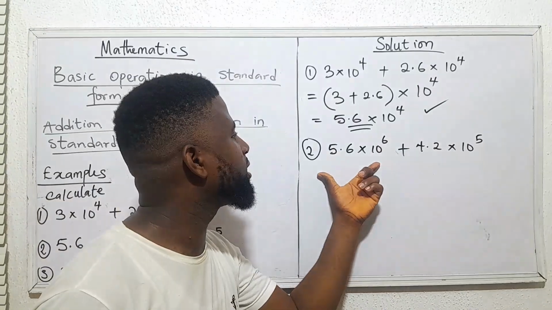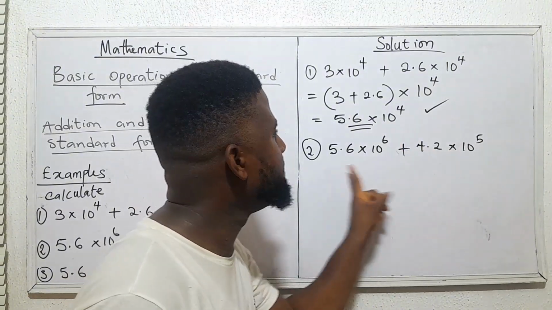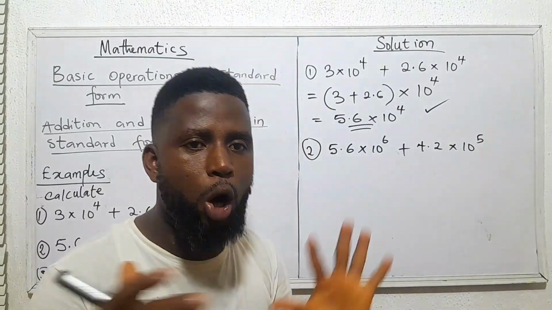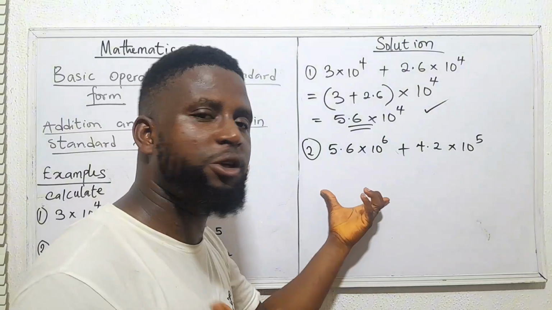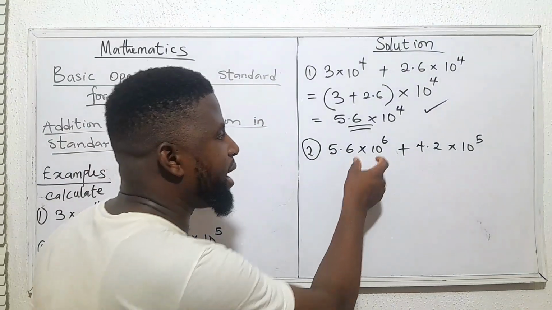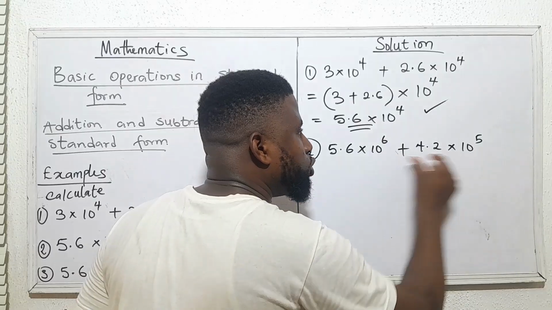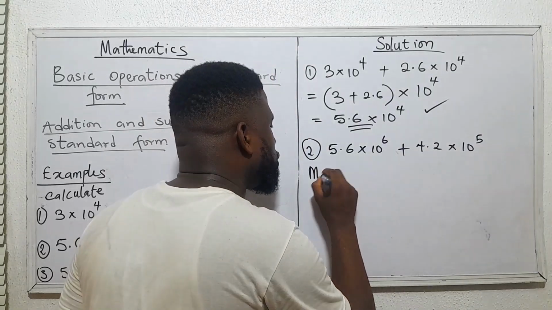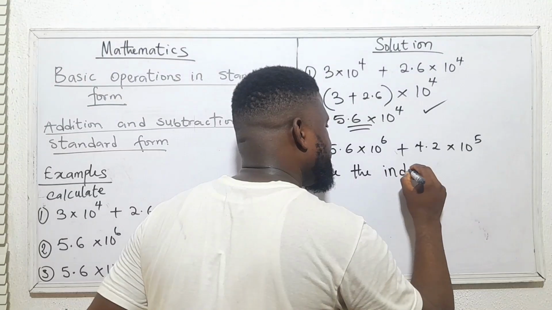We either make the two indices 10 raised to power 6, or we make the two indices 10 raised to power 5. Whichever one you do will give you your results. Now, for purpose of explanation, I'm going to make the two indices 10 raised to power 6, and I'm also going to make the two indices 10 raised to power 5. First, let's make the indices 10 raised to power 6.